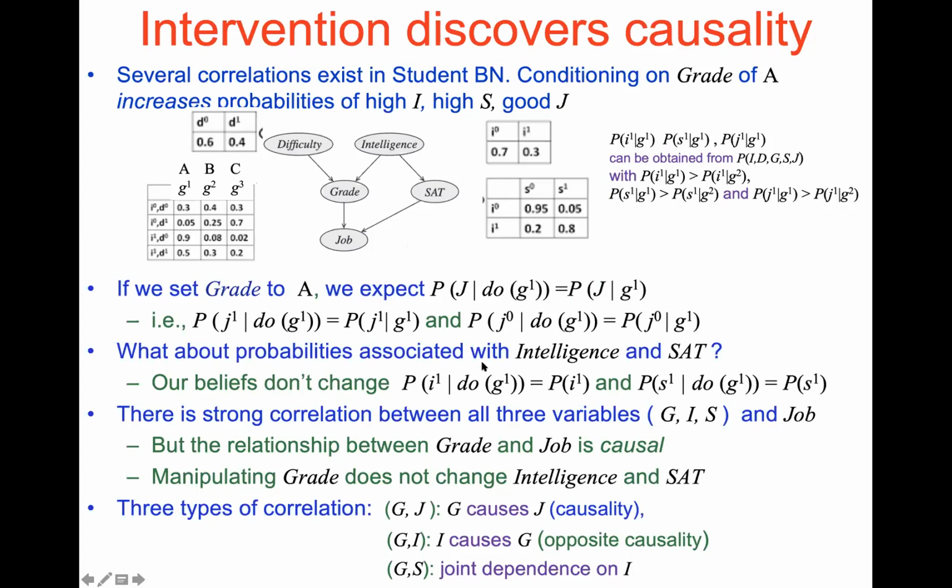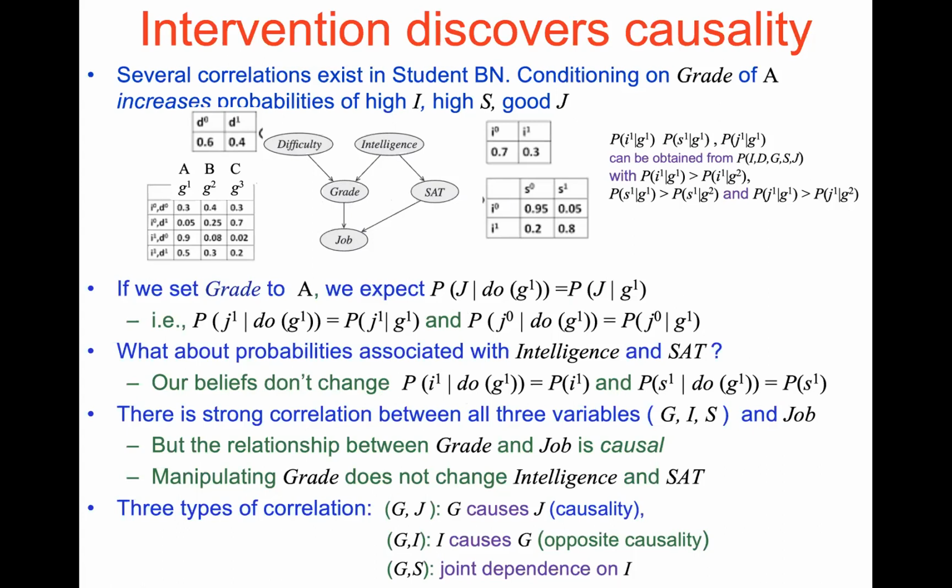What about the probabilities associated with intelligence and SAT? Our beliefs don't change for I1. Supposing we force the grade to A, it changes the probability for job, but it does not change the probability for intelligence. It does not change the probability for SAT. The analogy given is, supposing the student hacked into the system and changed the grade to A.